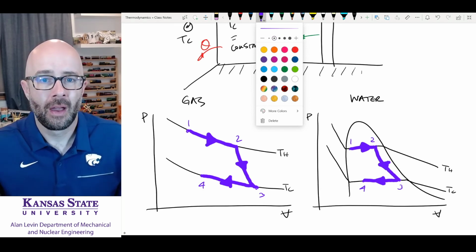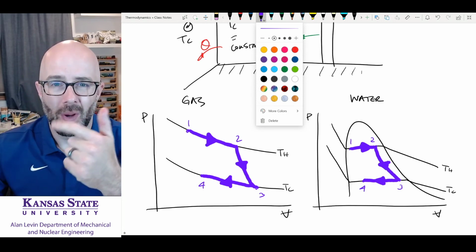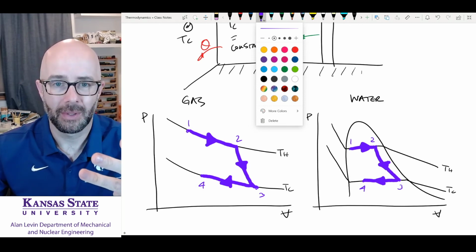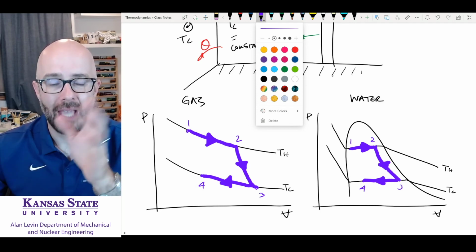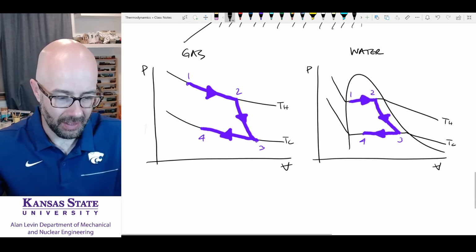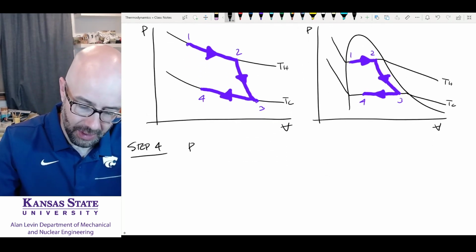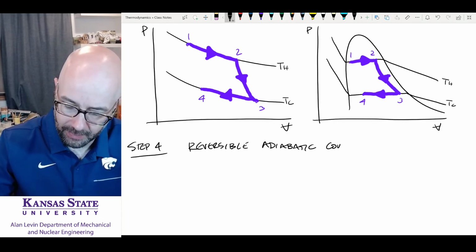Okay? Well, what's going to happen there? It's going to be reversible. We did isothermal, adiabatic, isothermal. We're going to be back to adiabatic. And what's happening here? This is going to be compression. So let's write that down. It's going to be our step 4. Reversible. Adiabatic. Compression.